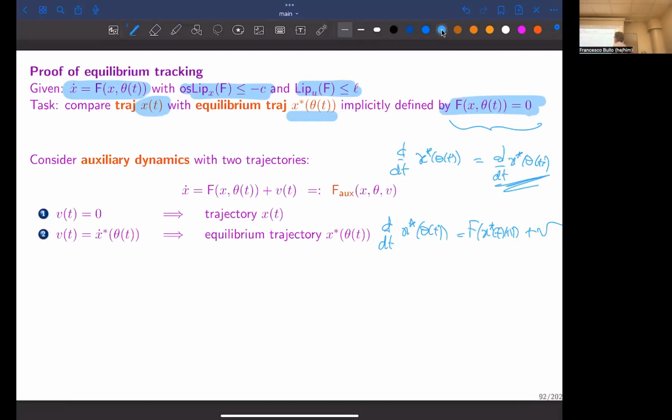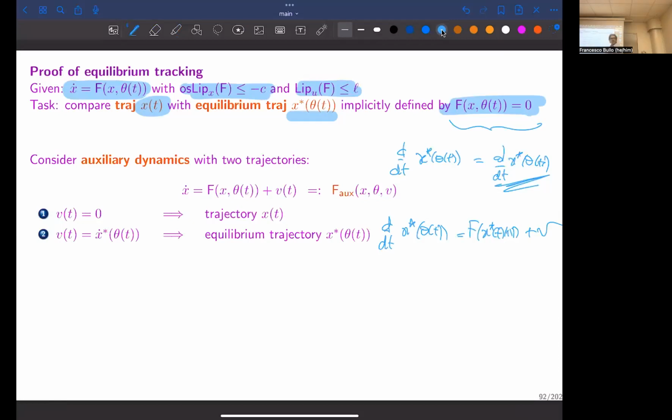So let us consider the ODE. Let me go here. Let me define a new system, a new dynamical system, and call it auxiliary, to explain that it is not the old one. It looks like the old one: x dot equals f of x comma theta. But then I introduce a signal, a controller, which is additive. Let's call it v for a second.